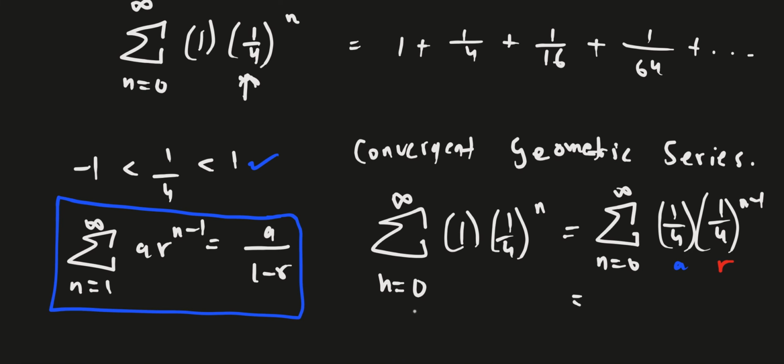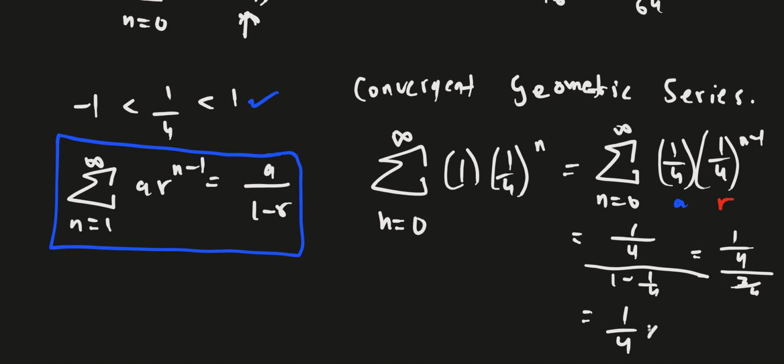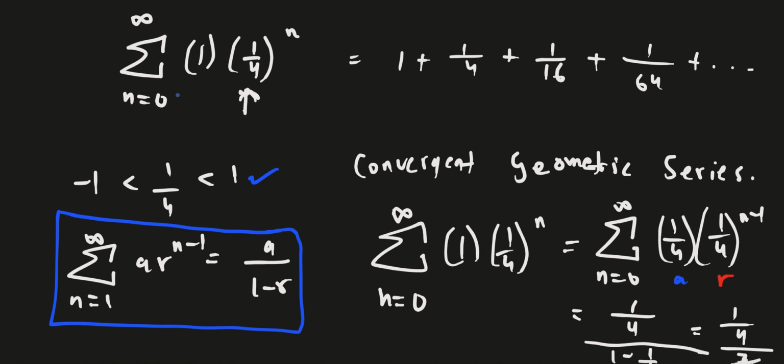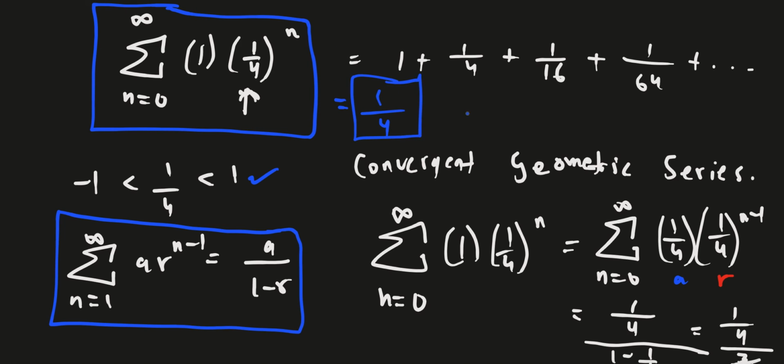So if you were to use the formula, it would just be 1/4 divided by 1 minus 1/4. 1 minus 1/4 is 3/4, and so this is 1/4 times 4/3, cancel, this is 1/3. That's the sum. So the sum of this infinite series here is just 1/3. It's pretty nice. And that is geometric series.